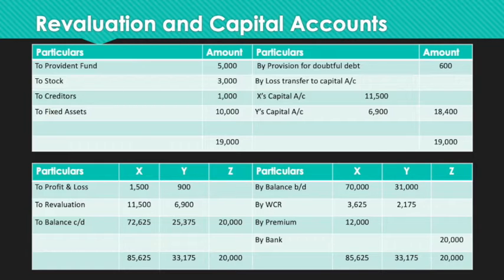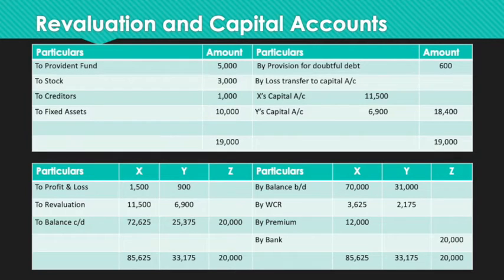Now after doing all these entries, there is one more entry left, that is for the capital brought in by Z. So by bank 20,000 is the capital brought in by Z, which is shown in the credit side of the capital account. After doing all this, the next step is we will add the credit side, and we can see the total of X: 70,000 plus 3,625 plus 12,000 gives us 85,625. Similarly for Y, it is 31,000 plus 2,175, which gives us 33,175.